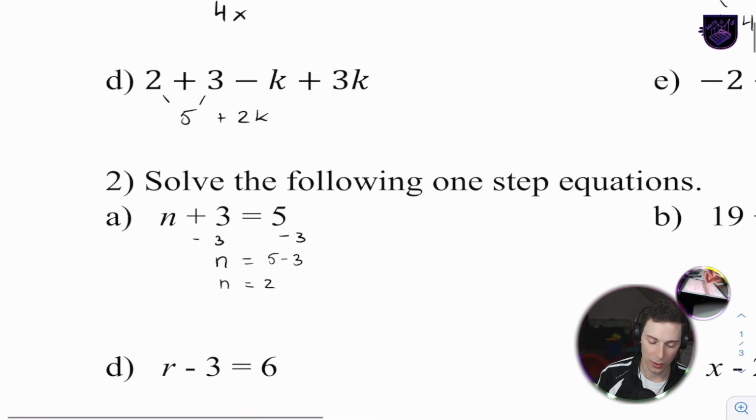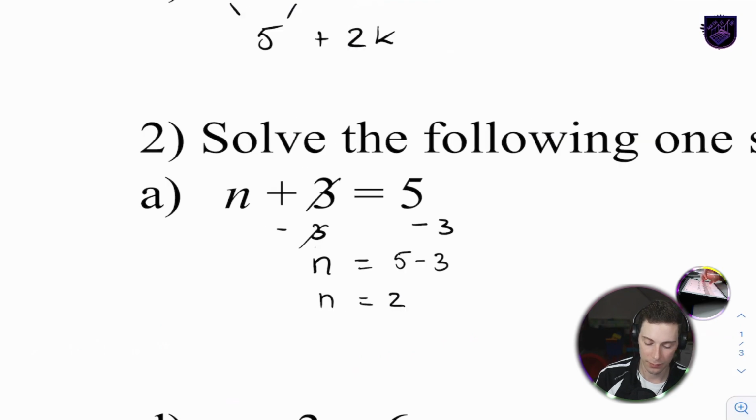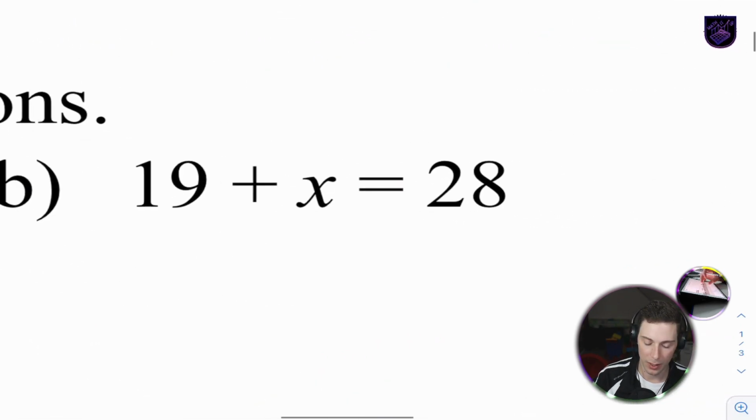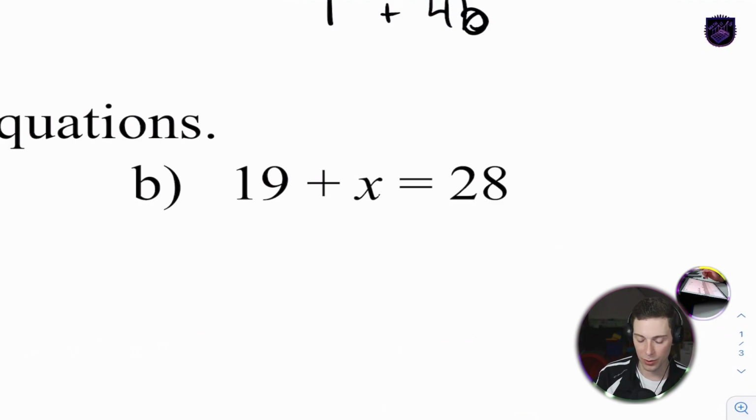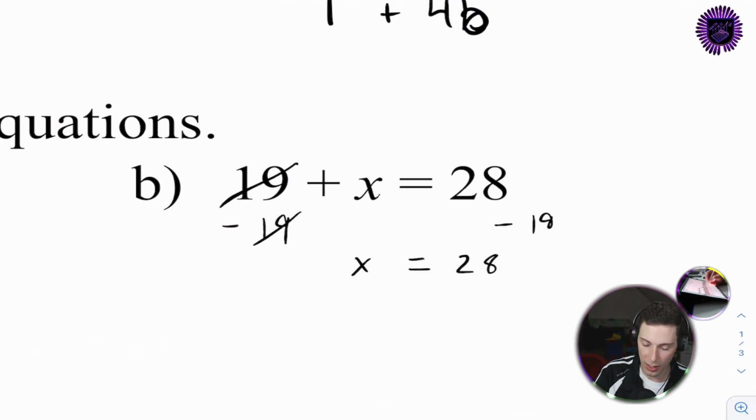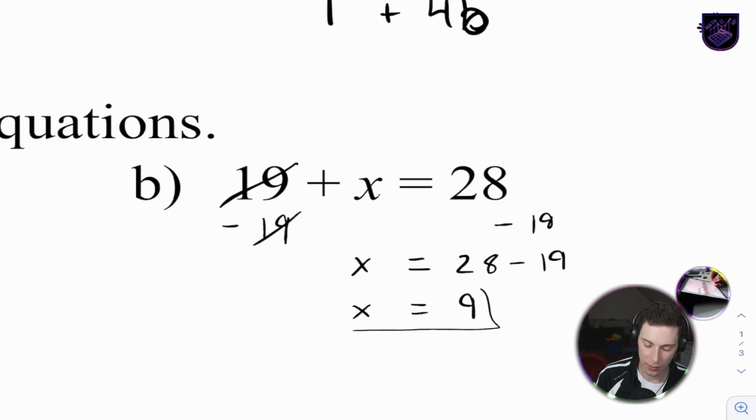This one, cancel here, cancel. Plus 3 minus 3. All right, 19 plus x is equal to 28. 19 and x are being added together, so we're going to subtract 19 from this side, subtract 19 from this side, and we're left with, after we cancel these two out, positive 19 and negative 19, x is equal to 28 minus 19, and that would be x is equal to 9. x equals 9, that's our answer.